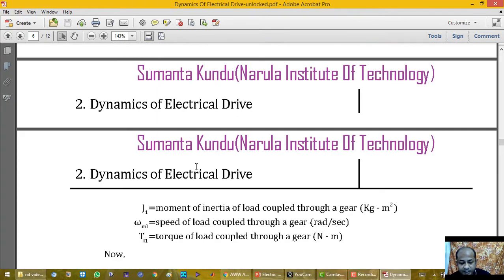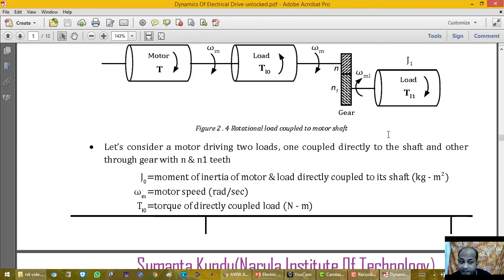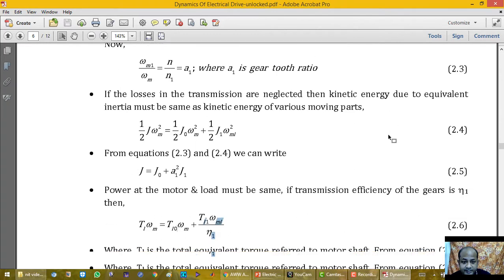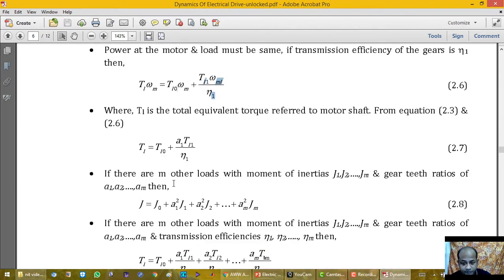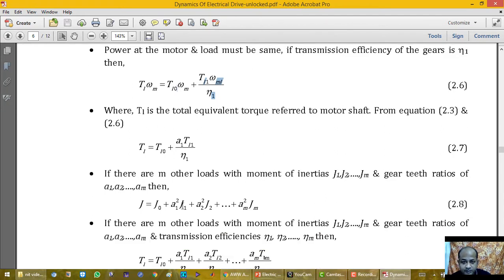Now here, with the gear, the number of loads connected is 1. If there are m other loads with moments of inertia J1, J2, up to Jm connected, and the gear ratios are from a1 to am, then this equation will become J equals J0 plus a1 square J1 plus a2 square J2, and so on up to the number of loads.